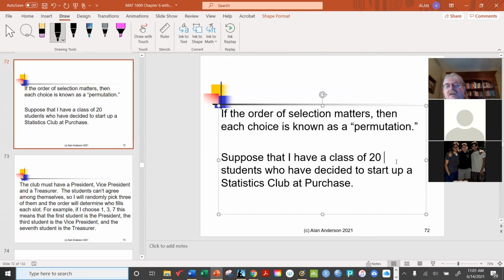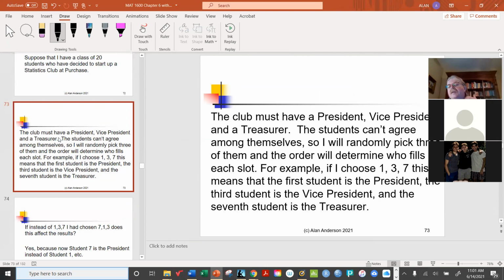And so imagine I've got 20 students in a class who decided to start up a statistics club at Purchase. The club, in order to satisfy the school's rules, must have a president, a vice president, and a treasurer. Otherwise, the school won't approve the club. And nobody wants to take one of those jobs. Everyone's being very modest, and they don't want to step forward and accept one of those jobs. So I have to pick them myself.